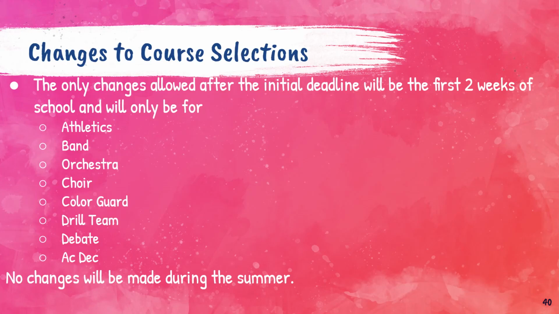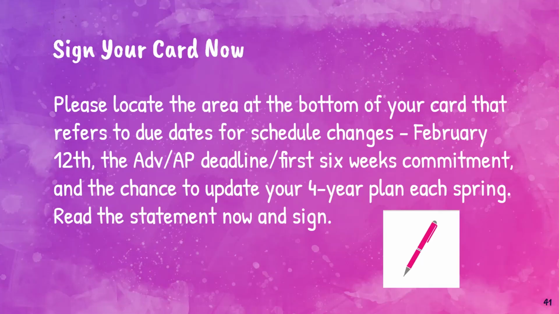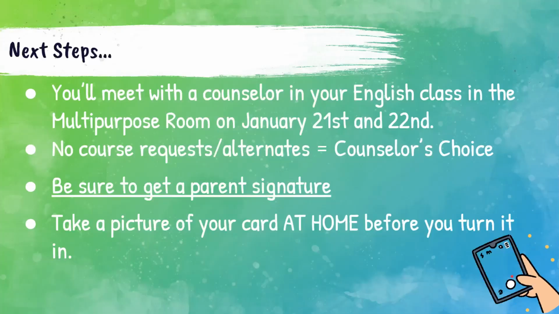Again, we'll allow program changes the first week of school, first 2 weeks of school for only these programs. Anything else, the deadline is February 12th. Go ahead and sign your card. Go ahead and do this now so that we know that you understand all the schedule change deadlines and the AP Advanced deadline and 6-week commitment. You're going to meet with us again January 21st and 22nd.